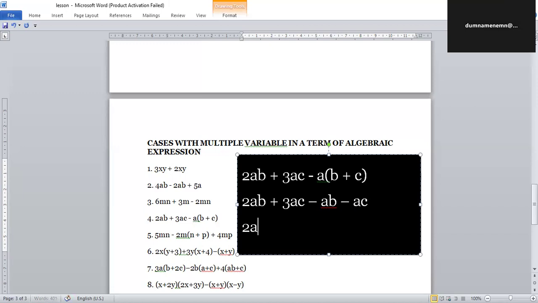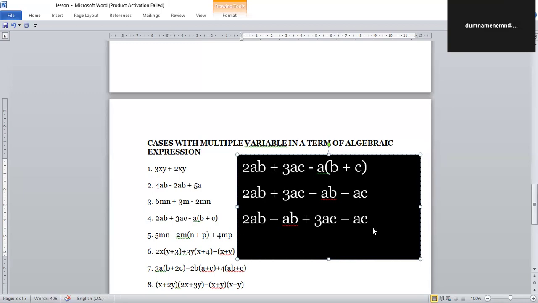So 2ab. Now negative ab, it's looking like this one, so you're going to bring it along. Negative ab plus 3ac. Then you bring negative ac. The variable must be exactly the same.